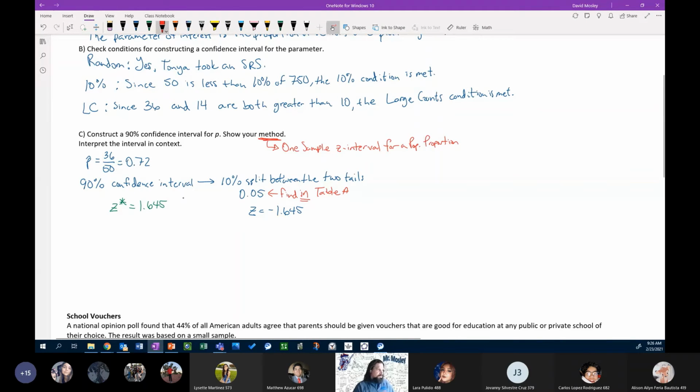All right, so again, we have our z asterisk. We need to find, working towards our interval here. So we find that standard error, which will be equal to z asterisk times the square root of 0.72.